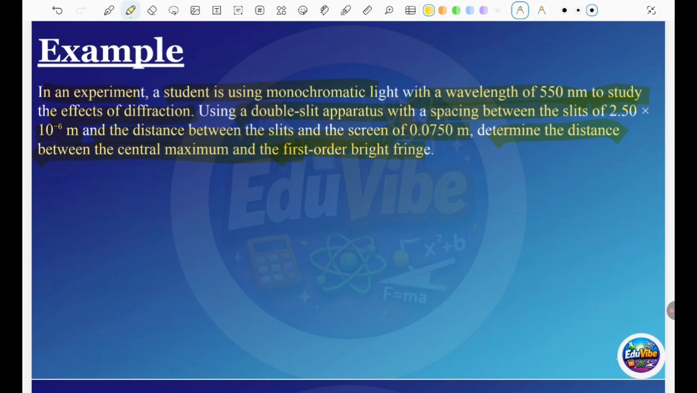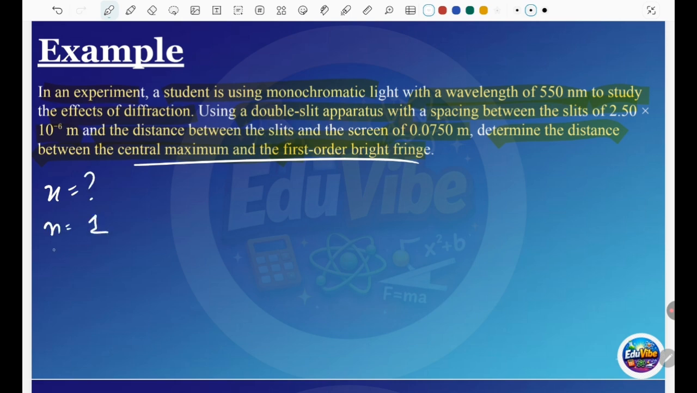If they're talking about the distance between the central maximum and the first order bright fringe, you have to know that they're talking about x. So in this you have to find x. You have n, which, since they mentioned the first order bright fringe, is 1. Wavelength you have 550 nanometers. They mention that the distance between the slits and the screen is this. So the slits and the screen's distance is called L.